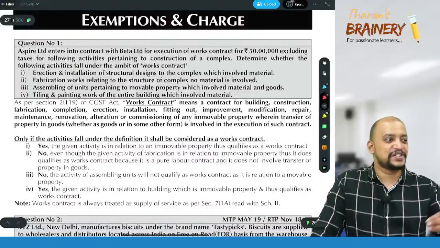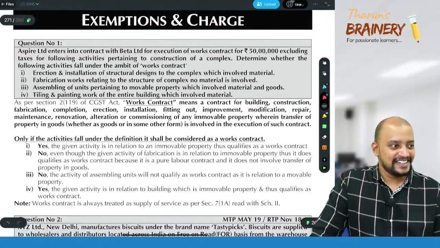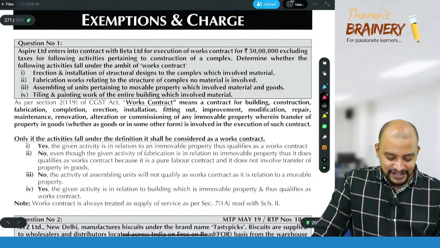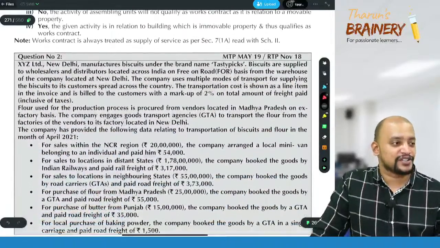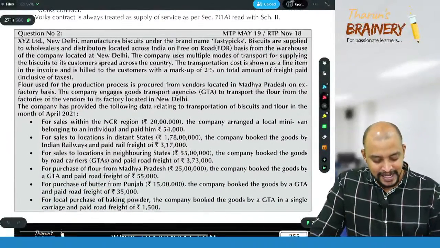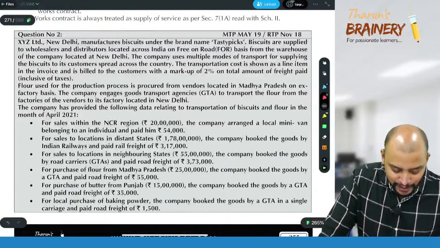It's just to know what a works contract is, because it is put there for that purpose. Then, look into question number 2.